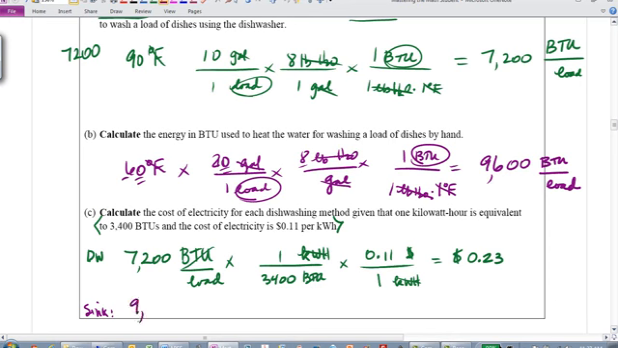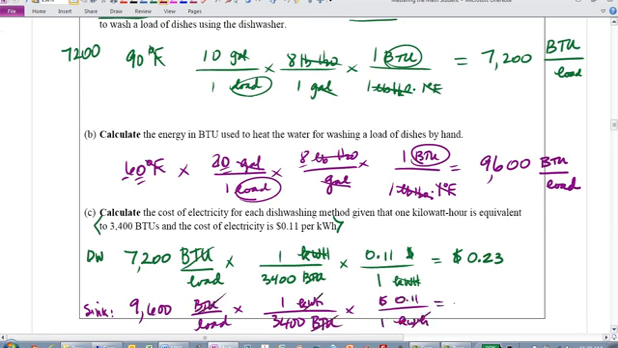Only we had 9,600 BTU per load. There's still 1 kilowatt hour for 3,400 BTU. And the cost is still times 0.11, which gives me a value of 31 cents. So it is a little more expensive in terms of the cost of electricity to wash the dishes by hand. Interesting, huh? But again, I say, remember that does not include the price of water.